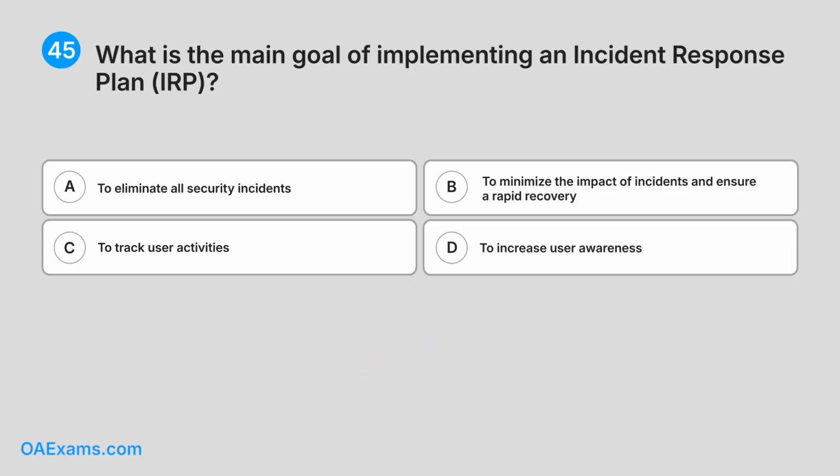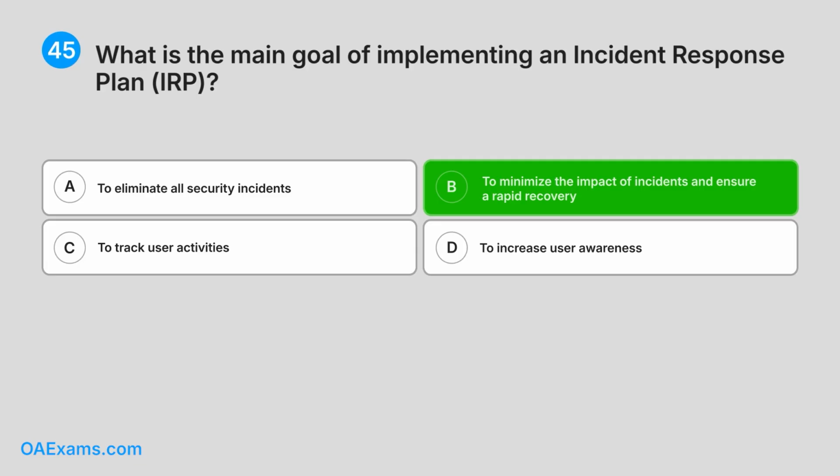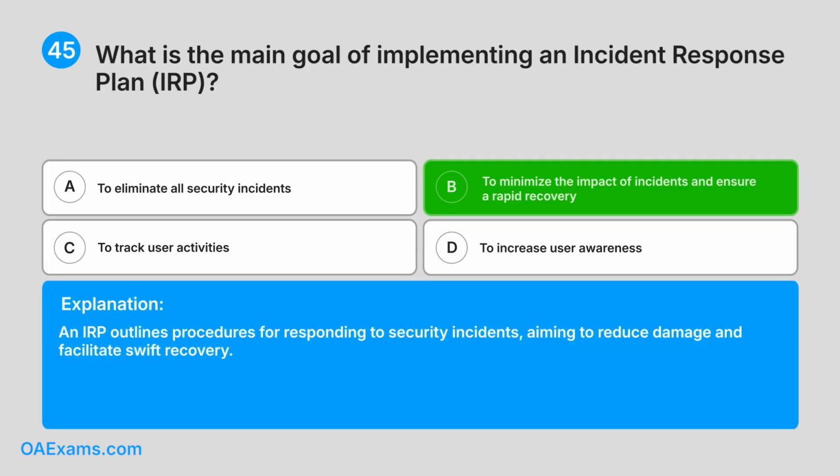Correct answer. B. To minimize the impact of incidents and ensure a rapid recovery. Explanation. An IRP outlines procedures for responding to security incidents, aiming to reduce damage and facilitate swift recovery.